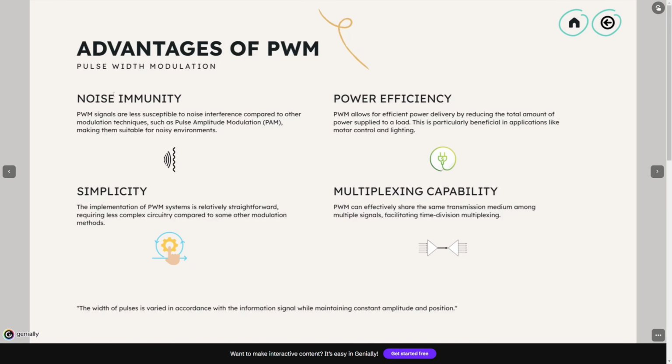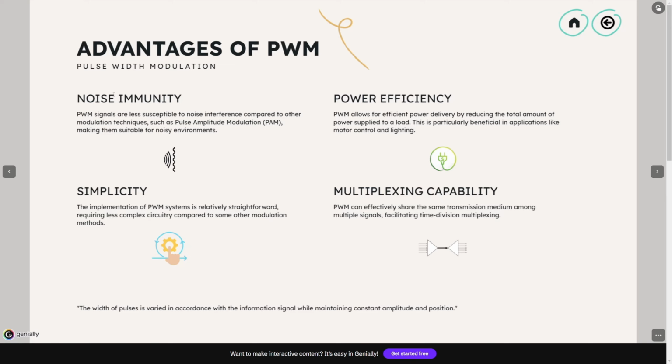So, what are the advantages of PWM? There are four advantages. The first one is noise immunity. PWM signals are less susceptible to noise interference compared to other modulation techniques, such as PAM. The next one is power efficiency. PWM allows for efficient power delivery by reducing the total amount of power supplied to a load. This is particularly beneficial in applications like motor control and lighting, such as DC motors.